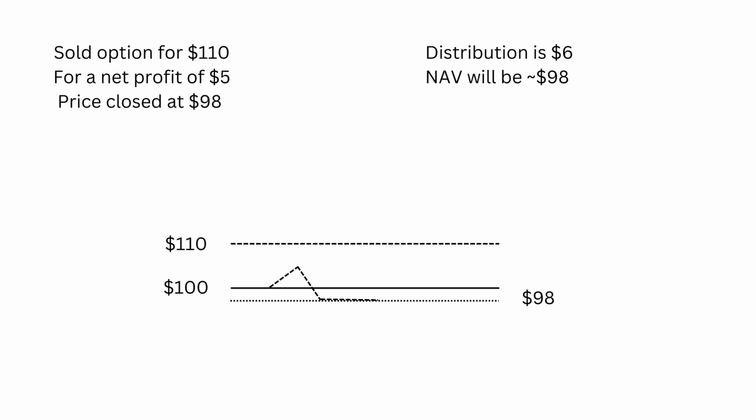The last scenario is it went under $100. It went to 98. Well, guess what? We keep the 6. But the NAV goes down to 98 because that's where the price is. And that's approximate, because there's charges and costs and everything else that plays into this, and we're not going to go there. We're just giving the basic level of what happens. So that's NAV erosion due to erosion of capital.